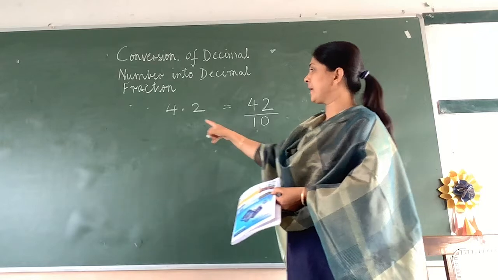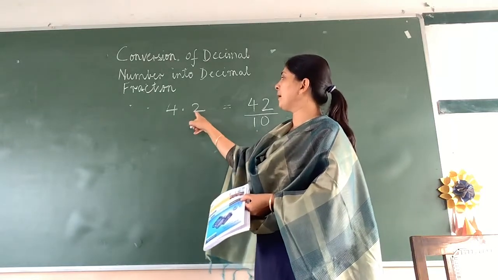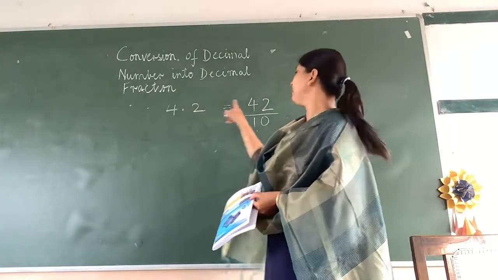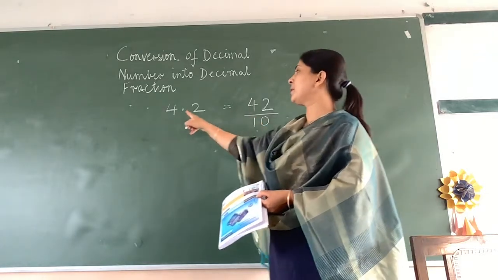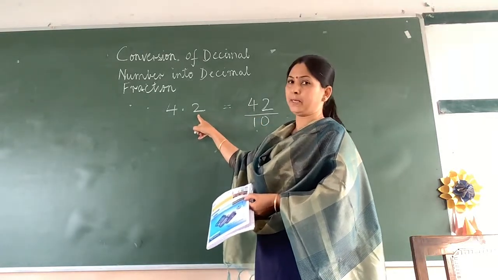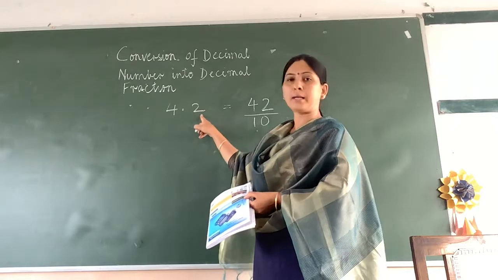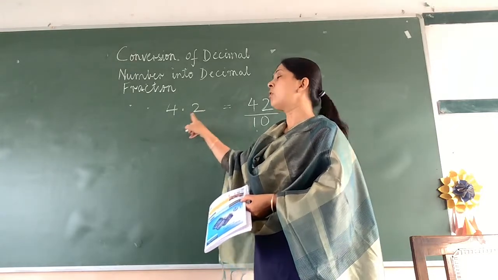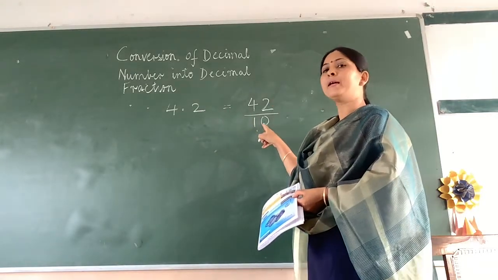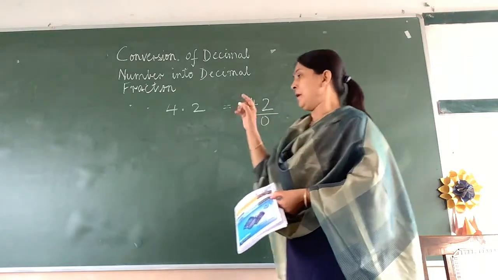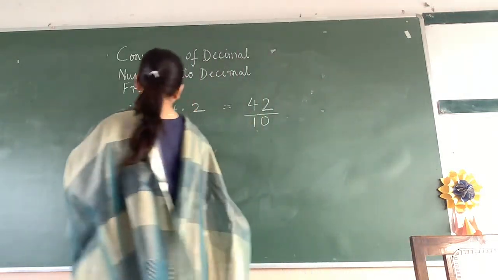Now, let's see once again, what did we do? We wrote the number without the decimal point. That became the numerator. Since this decimal number has one decimal place, meaning there is one digit after the decimal, our denominator will be 10. Now, let's take another number.